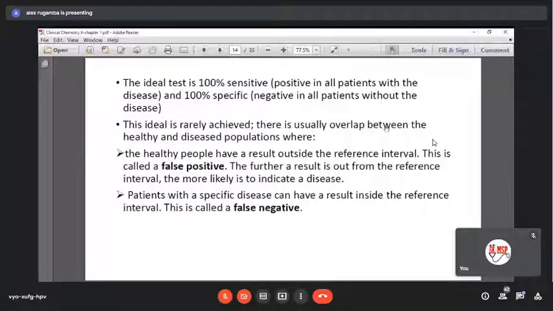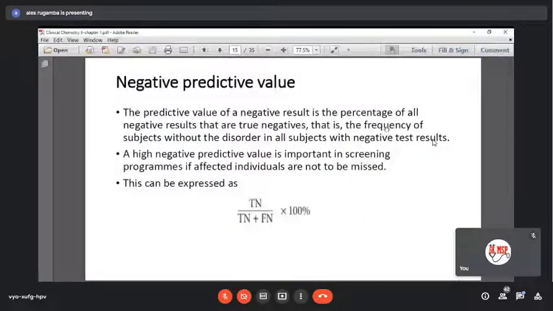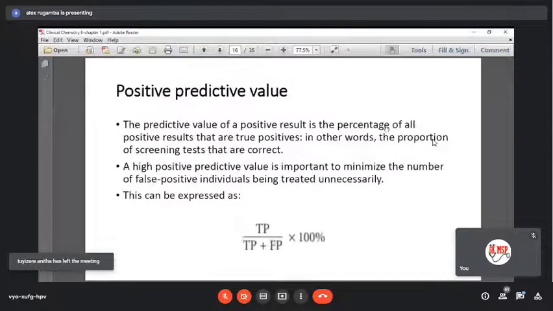So there are also predictive values. Negative predictive value is the percentage of negative results that are true negative, the frequency of negative results in subjects who are tested. I talked about all of these formulas, how to get true negative, false positive, like that. Positive predictive value also has a formula here. You take true positive and false positive, multiply by 100, and you get the result. And you say this test has a positive predictive value equal to this, maybe 90%, 80% like that.